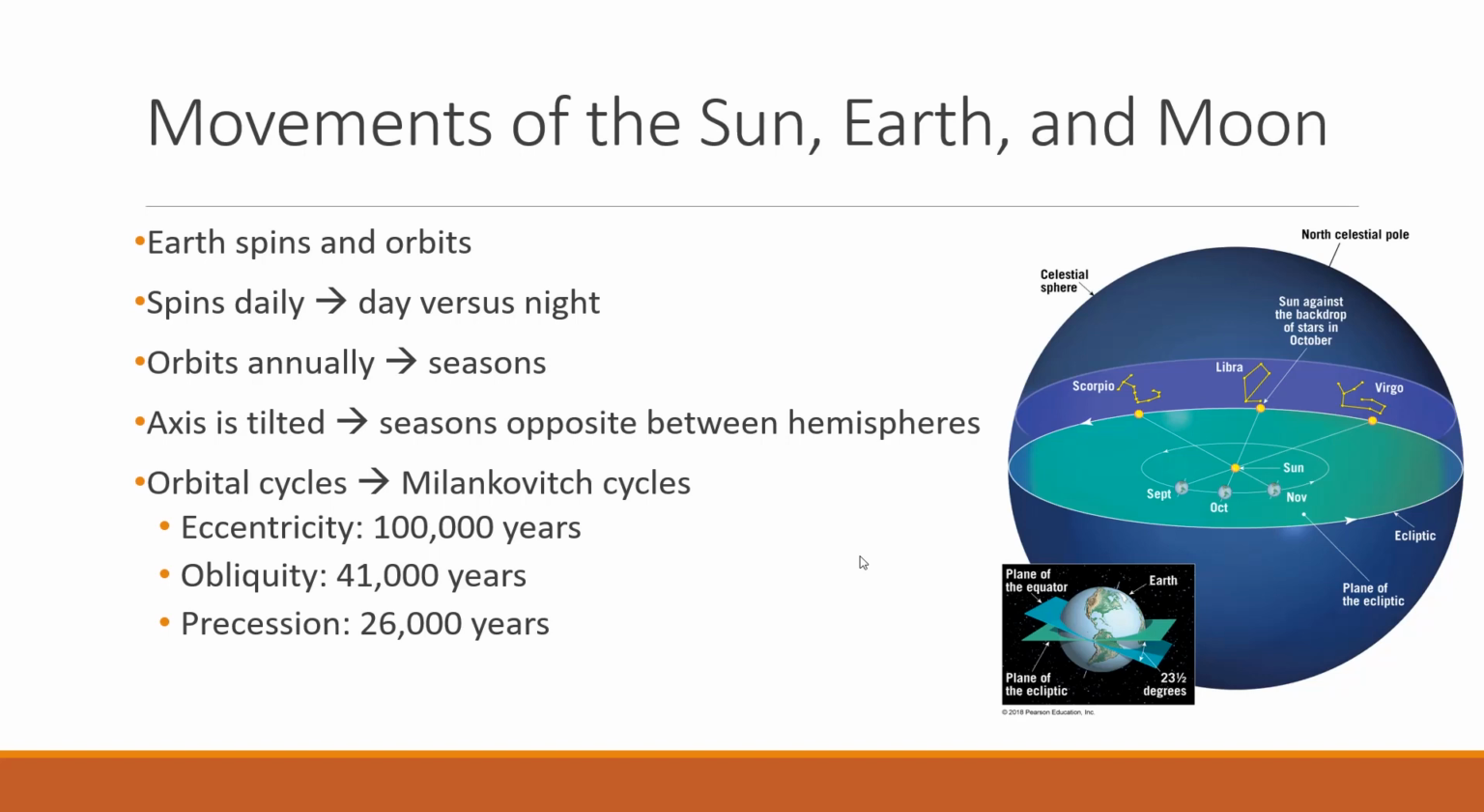Both obliquity and precession impact the amount of light the different hemispheres will receive because it's about the tilt of the Earth. And these three types of cycles will impact climate on a large scale. And we have seen this in the past, we will see it in the future.